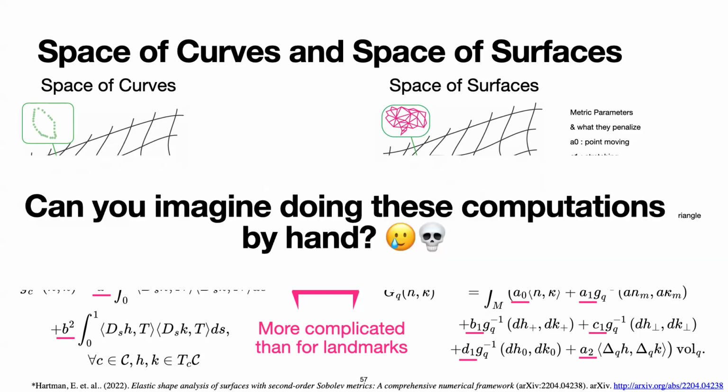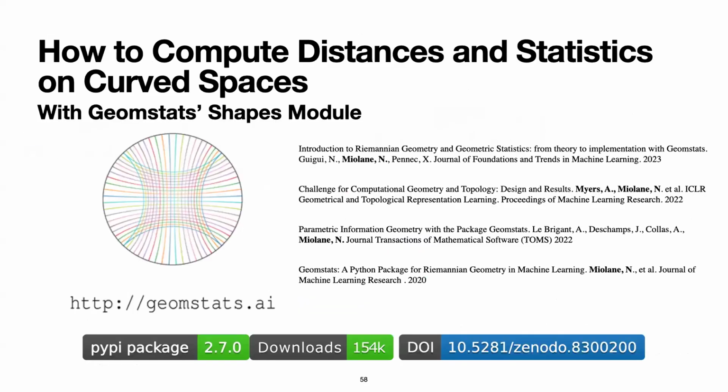Can you imagine doing all of these computations by hand? I can't, and I never have, and I never will, because of this wonderful package called Geomstats, which Nina, me, and our lab develop. Apparently 154,000 people agree with us that it's much better to use Geomstats than do any of these things by hand. And these are some of the papers that have come out of it in our lab.